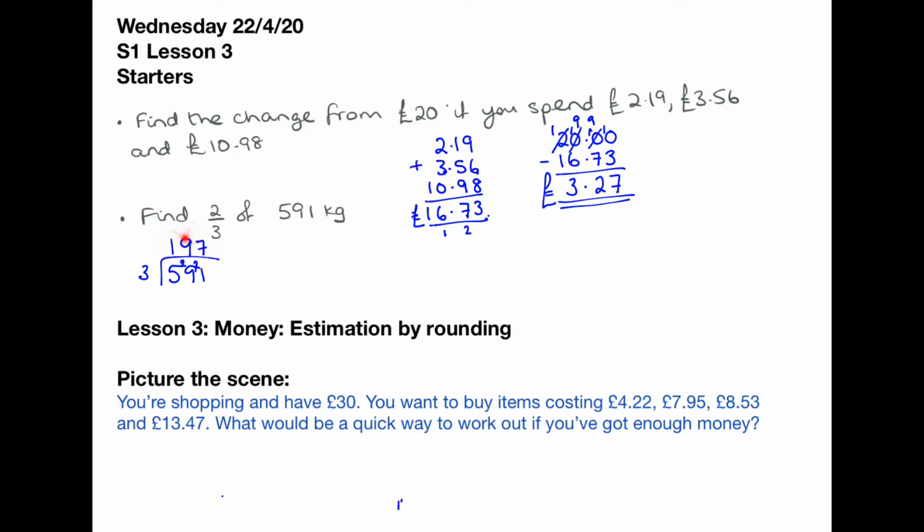So now we need to take this 197 and times it by 2. We can either do this as a multiply, or we could just add 197 and 197. Anyway, 7 2s are 14, 9 2s are 18, add the 1 makes 19, 1 2 is 2, add the 1 makes 3. So our answer there is 394 kilograms. Okay, always check back with your question, make sure you've put your units in if you need to.